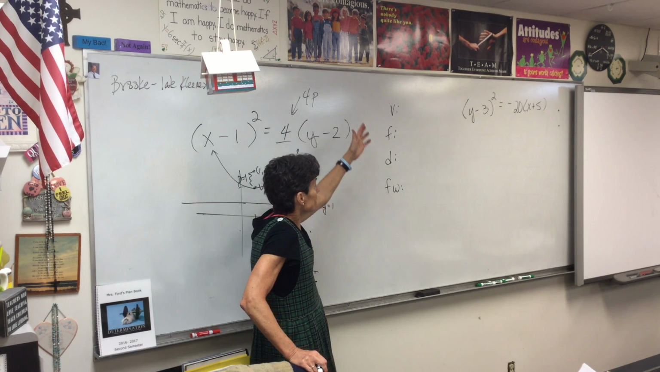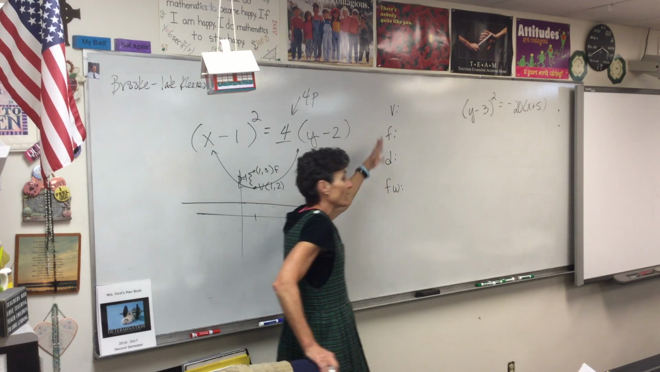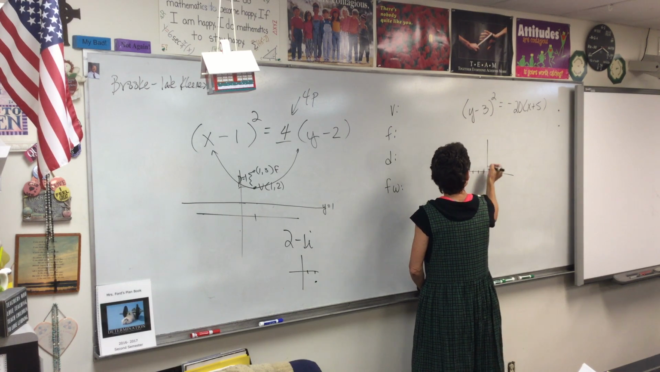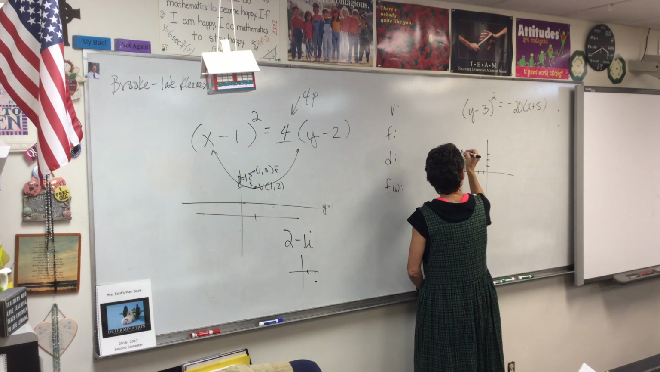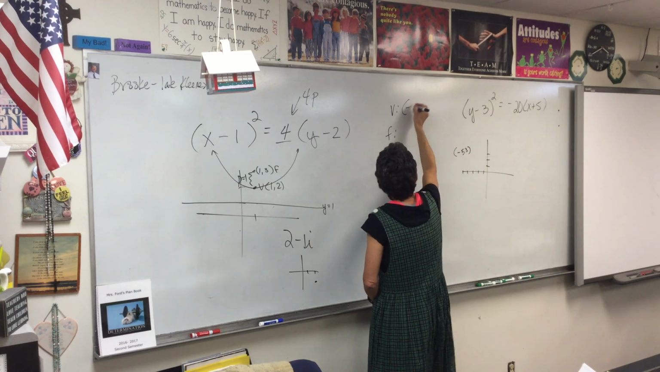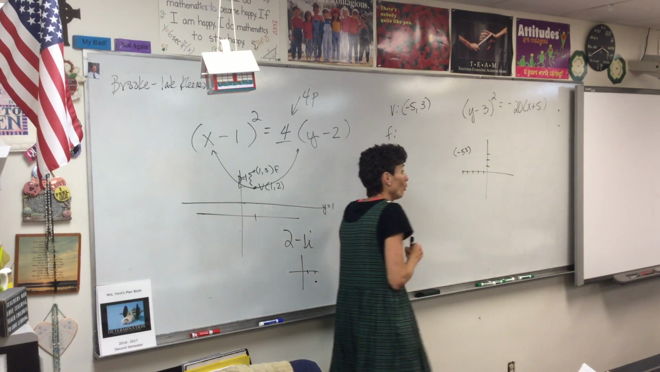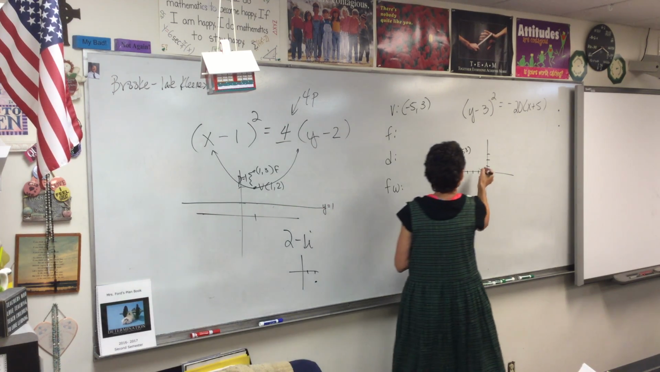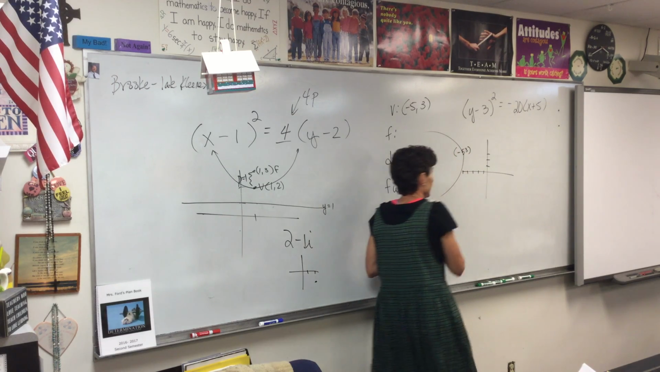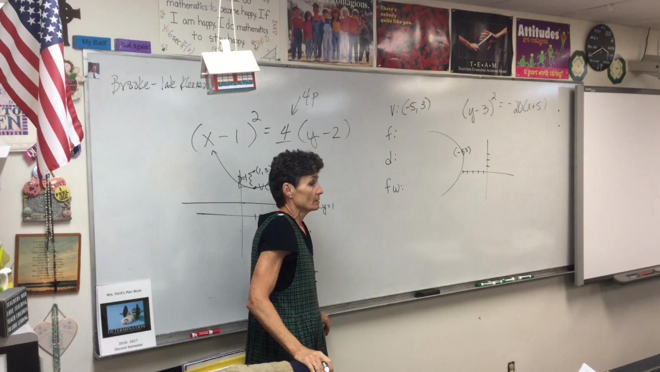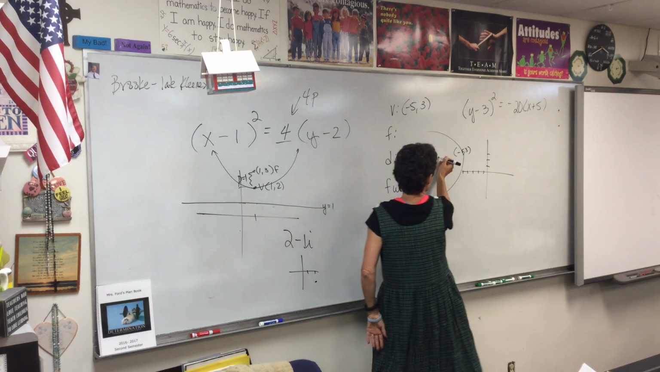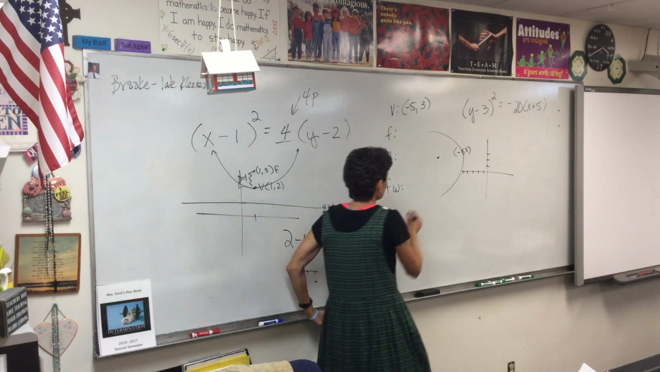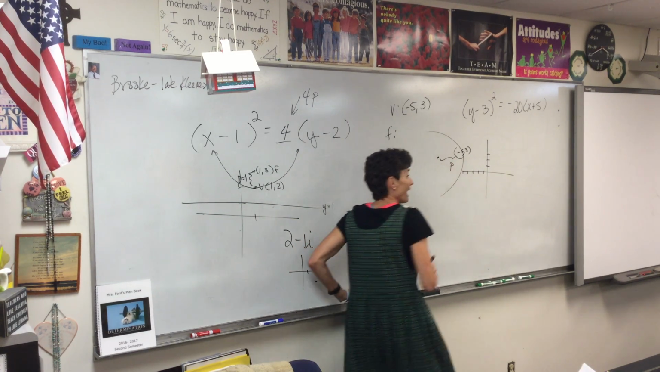So here we go. Let's fill in the blanks. Where's my vertex? Negative 5, positive 3. Very good. Which way do I open? I need to know that so I know where to put my focus. I open to the left. Very good. That means my focus is back here. It is P away.